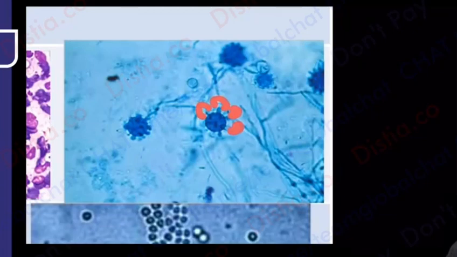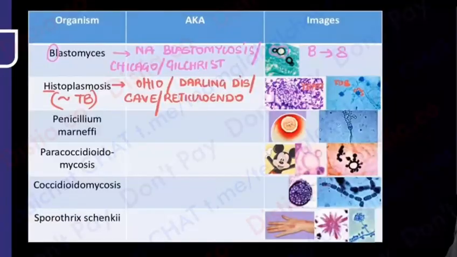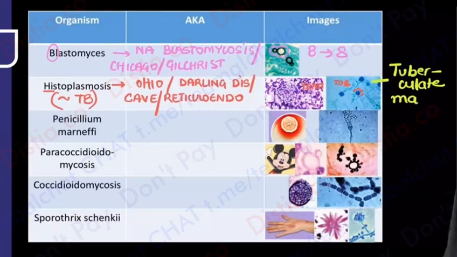Tuberculate, very famous tuberculate macroconidia. So if you remember these two pictures, this was the form that was the yeast form, and this was the form that was the tuberculate macroconidia. So please remember this very famous thing. Histoplasmosis shows you tuberculate macroconidia.